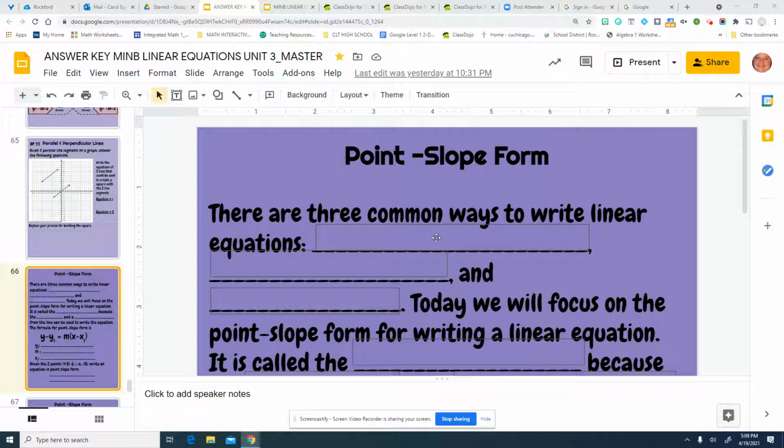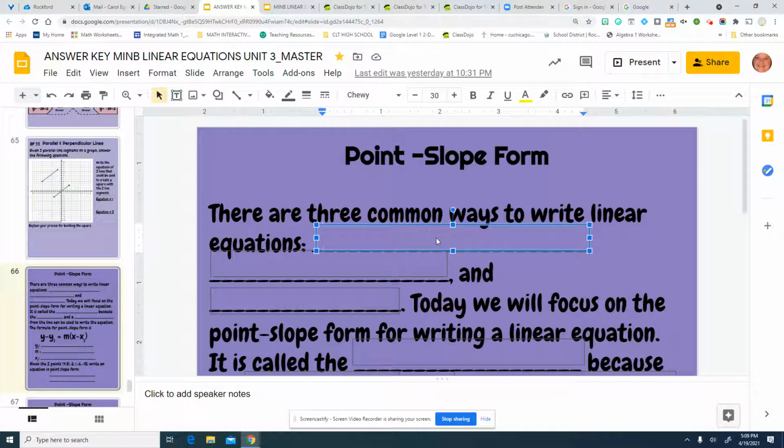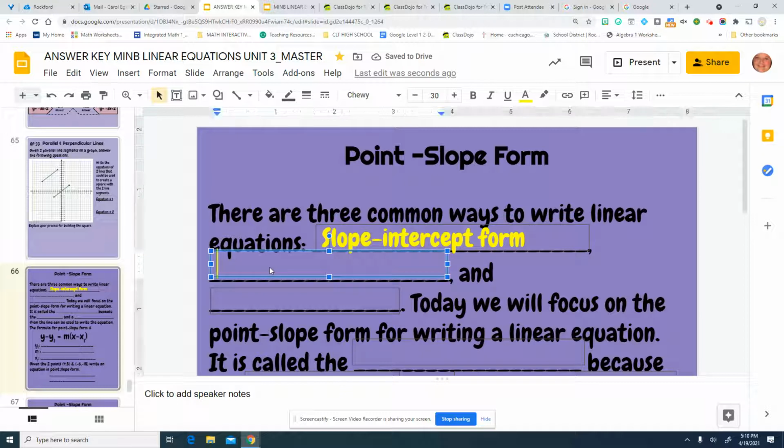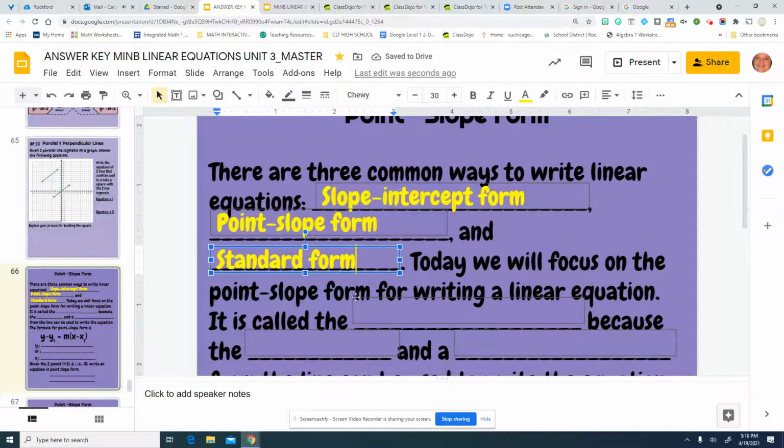So there's three common ways to write linear equations. So far we've covered slope intercept form. Today we're going to start covering point slope form. And after we're done with point slope, which won't be today, it'll be another day, we're going to talk about standard form. Okay. So today we'll focus on point slope form for writing a linear equation.